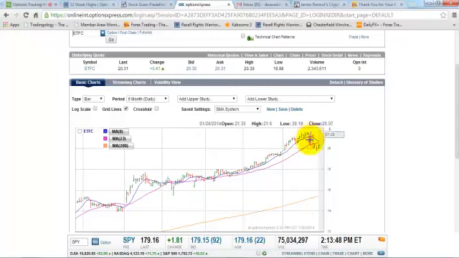So I'll not even wait for the 8 and the 23 to cross. I'll just close it immediately.